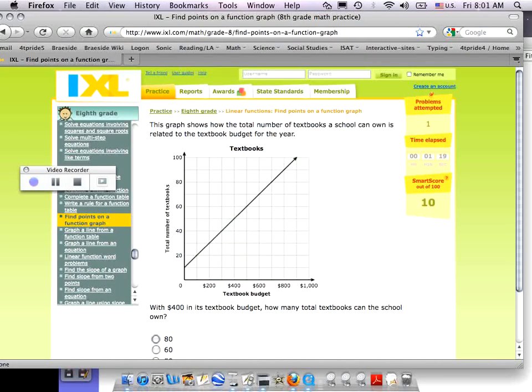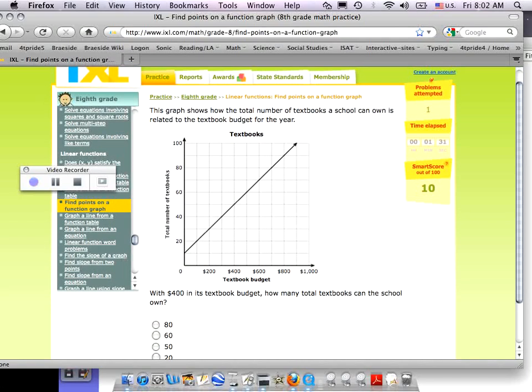This graph shows how the total number of textbooks a school can own is related to the textbook budget. So here you have the budget along the x-axis. Here we have total number of textbooks along the y-axis. With $400 in its textbook budget, you have to look at 400 for the textbook budget because that's the x, and it's asking you about the y. How many total textbooks can the school own?